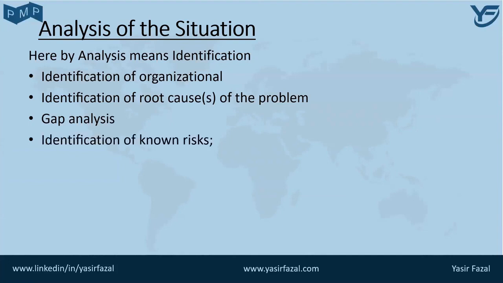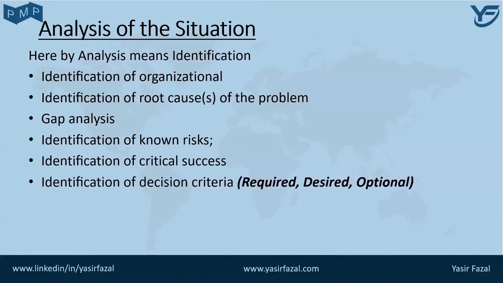Then we need to identify the known risks related to the business case. Then we need to identify the critical success factors that are related to the business need. Then we need to identify decision criteria by which the various courses of action may be assessed. The criteria categories that are used for situations are normally required, desired, and optional.